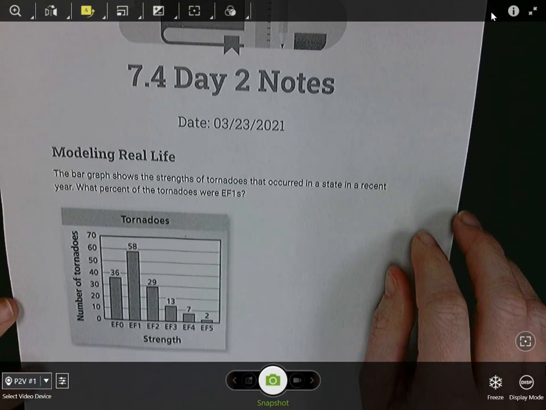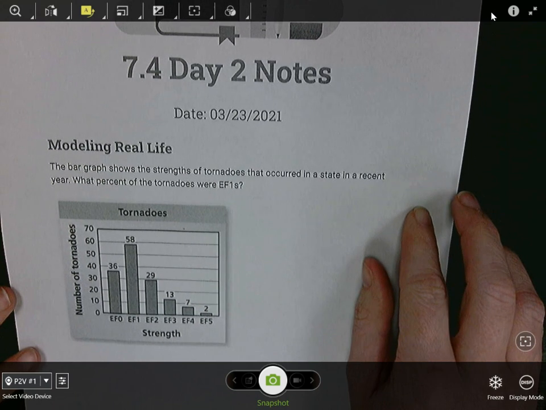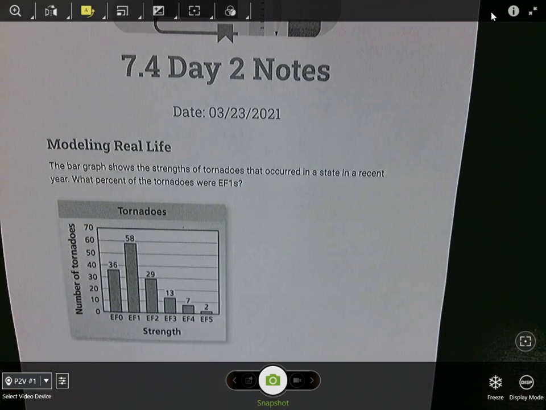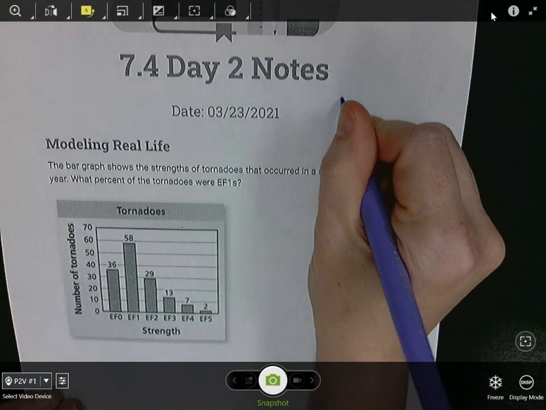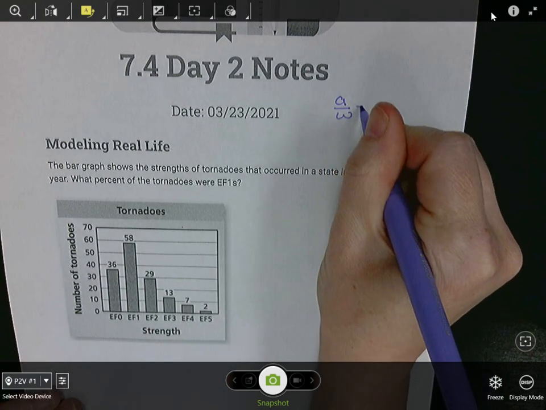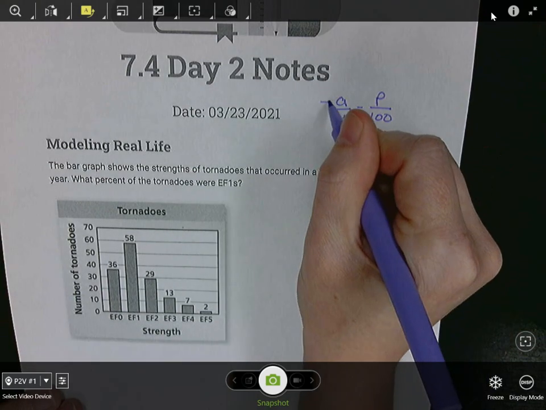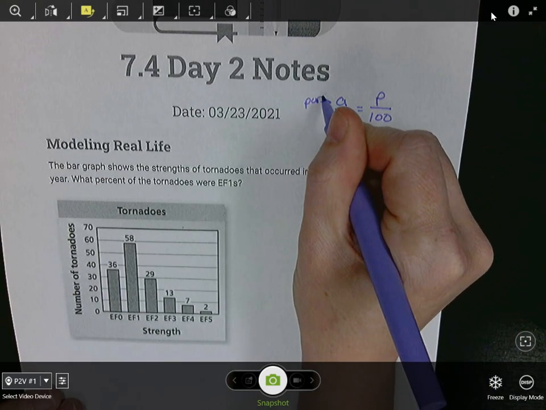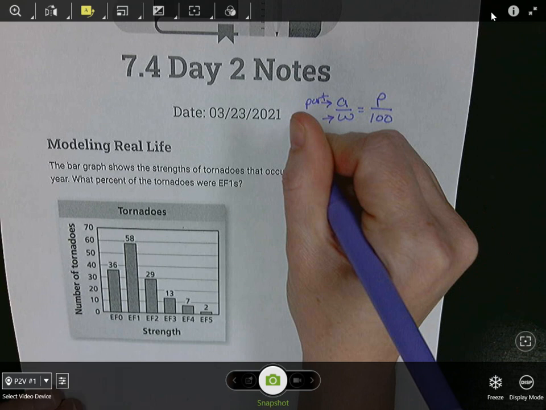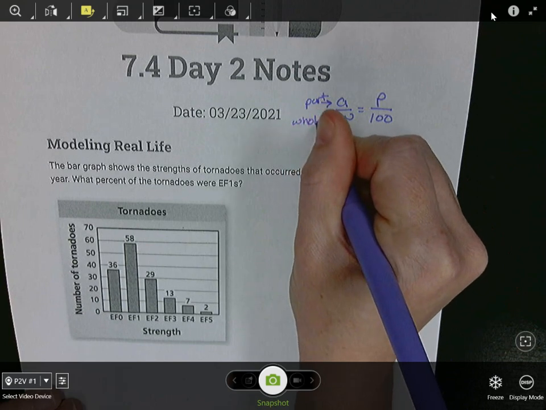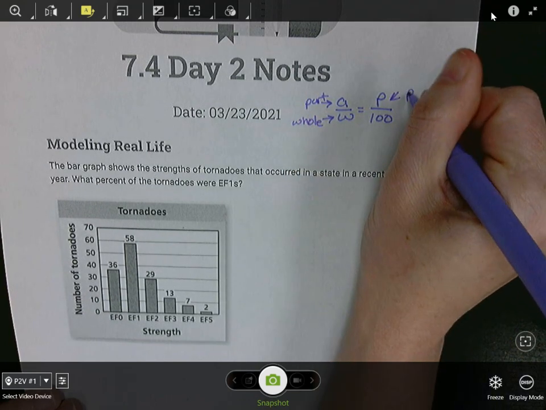7.4 day 2 notes, and we are going to be modeling real life situations. And we're going to use the percent proportion to do that. Remember with the percent proportion, it's A over W equals P over 100. A is the part, W is the whole, and P is the percent.